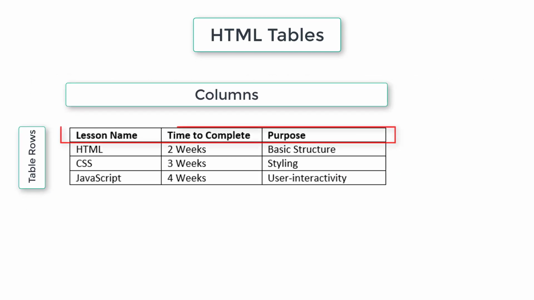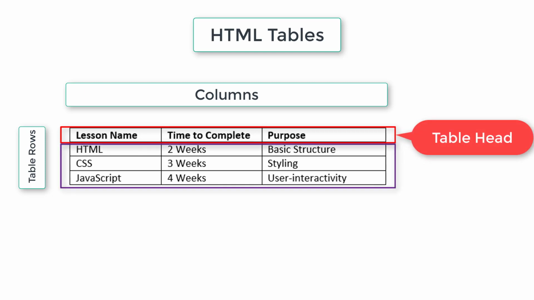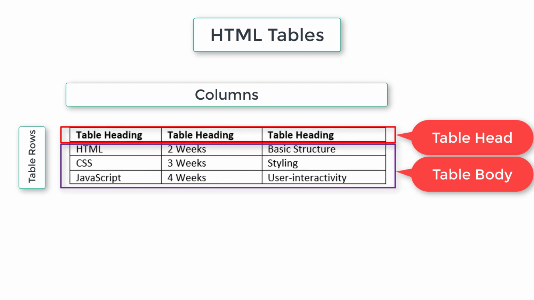The first row normally contains the heading of the column. We can say it is the table header. Then the rest of the part of the table is the table body. The slots of the first row are table headings and all of the other slots are table data.